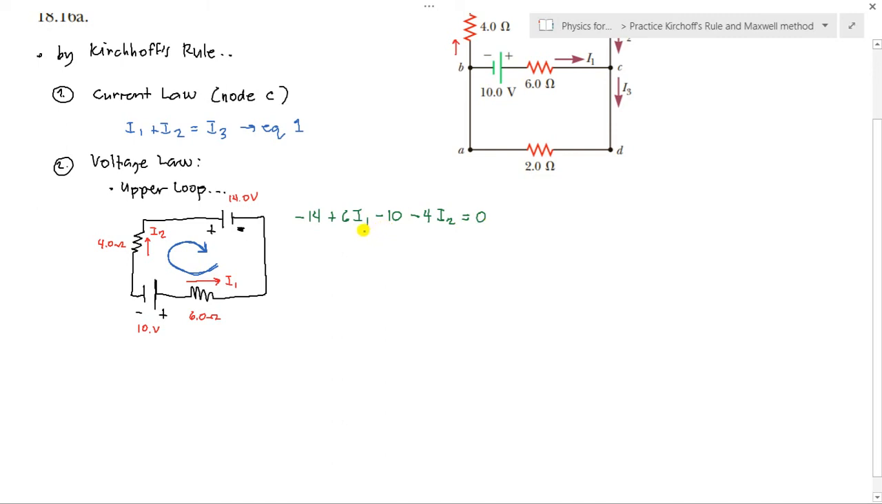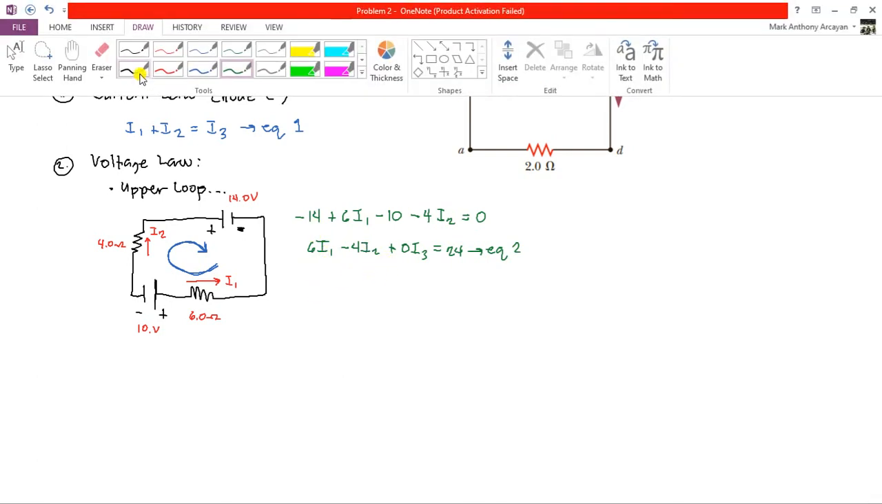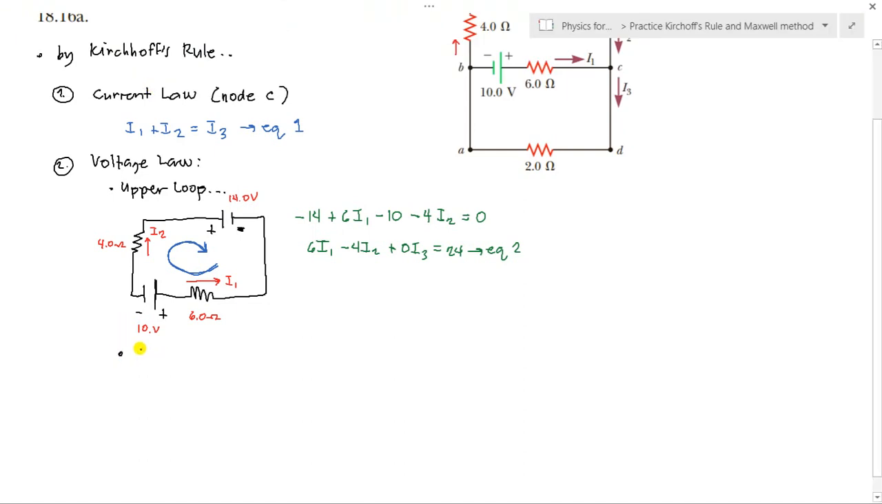Now we're going to rearrange this in terms of I1, I2, and I3. So let's start with 6I1 minus 4I2 plus 0I3. The 14 and 10 we transpose to the other side, so we have positive, that is equals 24. This should be our equation 2. So the 24 is transposed to the other side. And then let's proceed to the lower loop.